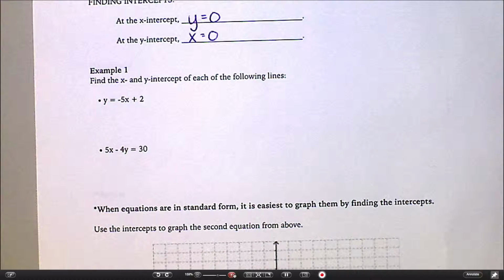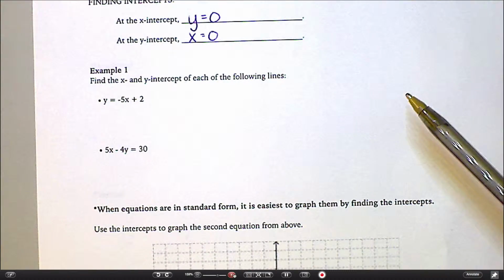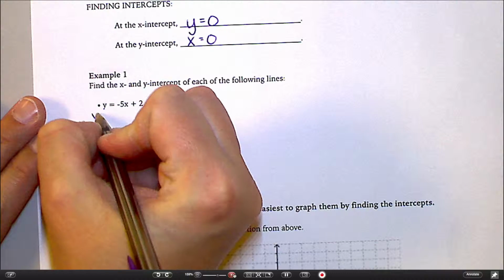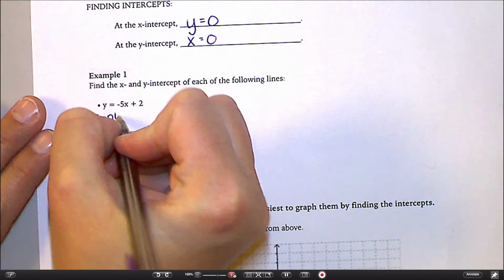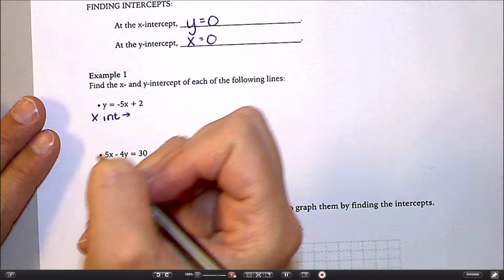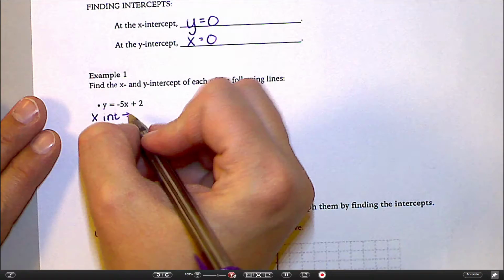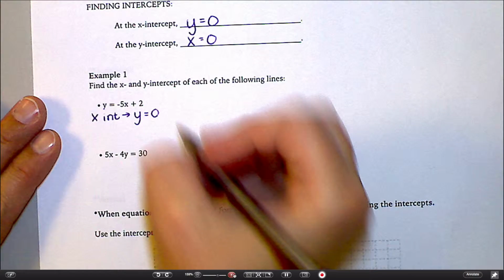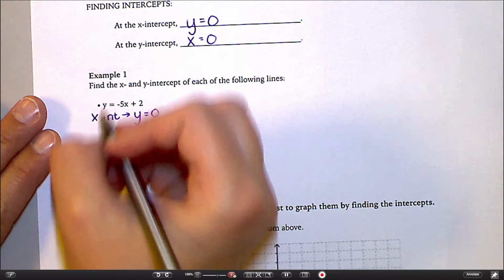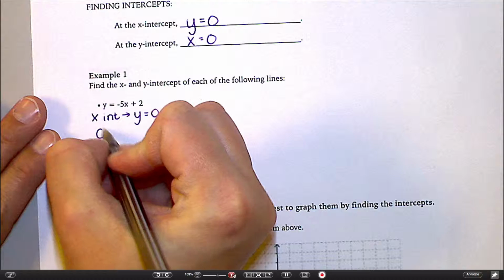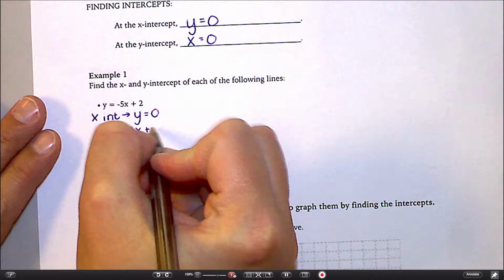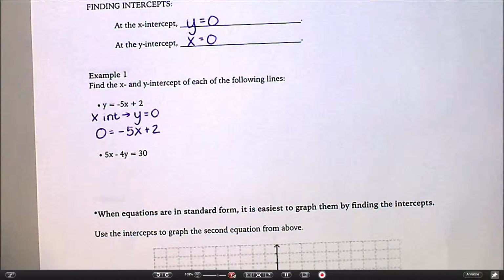I really have to do two separate problems here. One to find the x-intercept, one to find the y-intercept. So let's start with the x-intercept. At the x-intercept, what do I know is true? Y equals 0. So for the x-intercept, y equals 0. That means I'm going to plug in a 0 in place of y. 0 equals negative 5x plus 2. So I made the y equal to a 0.